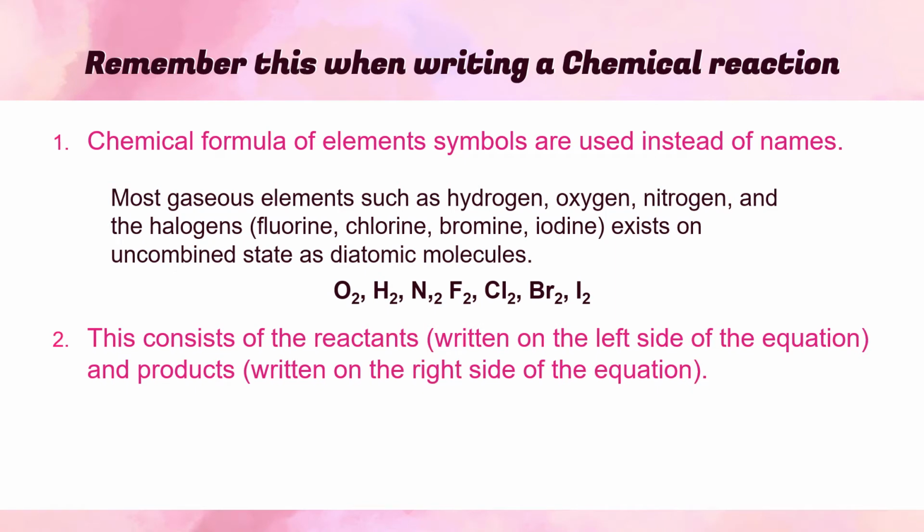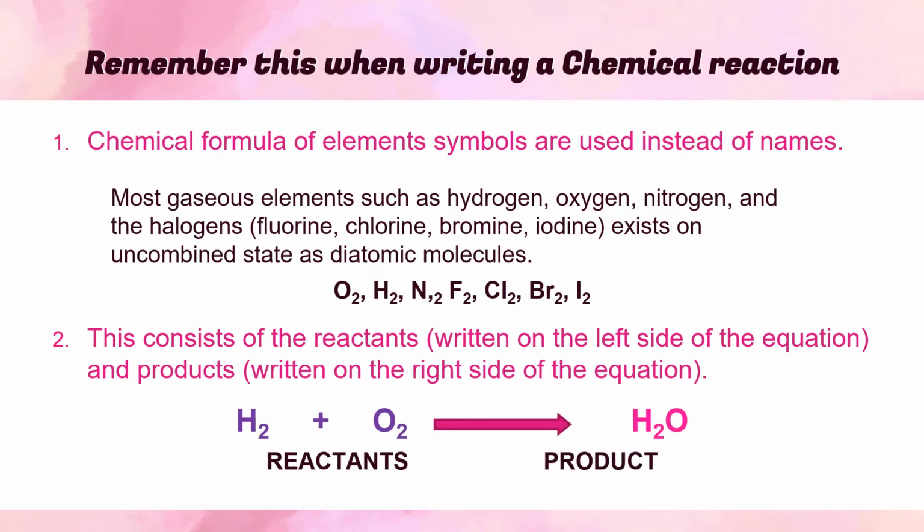Next, this consists of the reactants that are written on the left side of the equation and the product written on the right side of the equation. Example is this one. The reactants are hydrogen gas and oxygen, and the product is water.